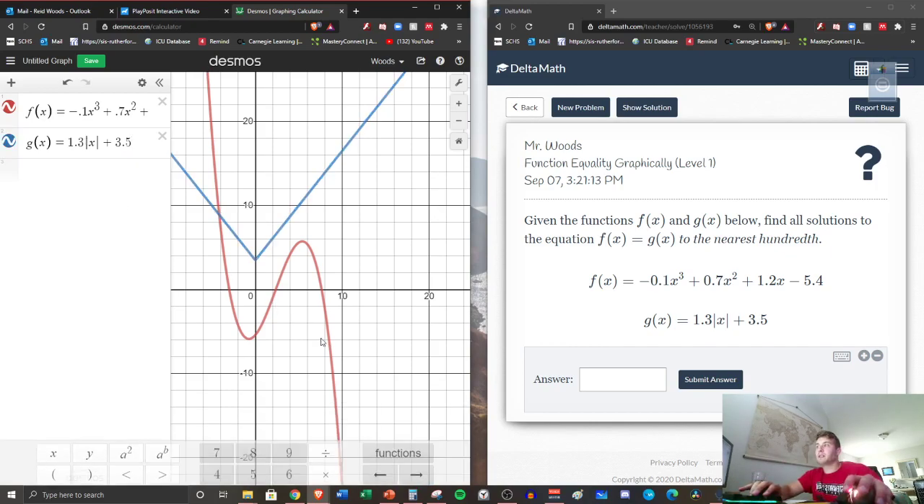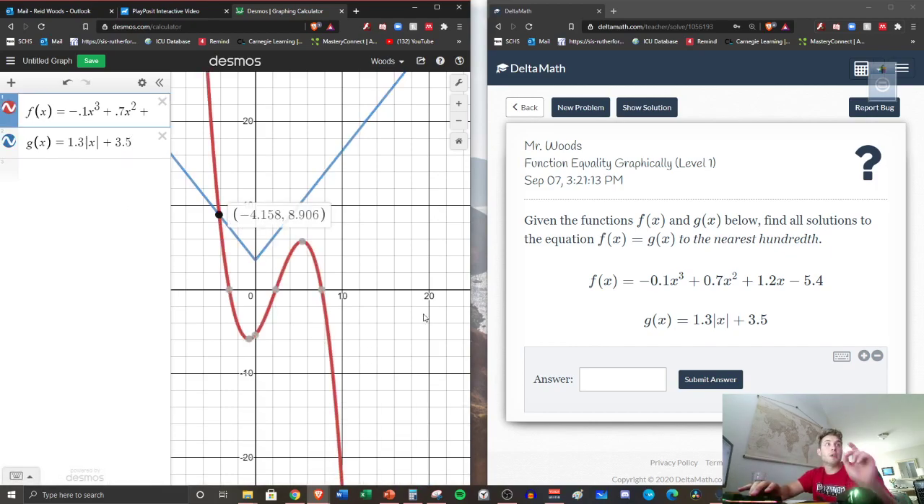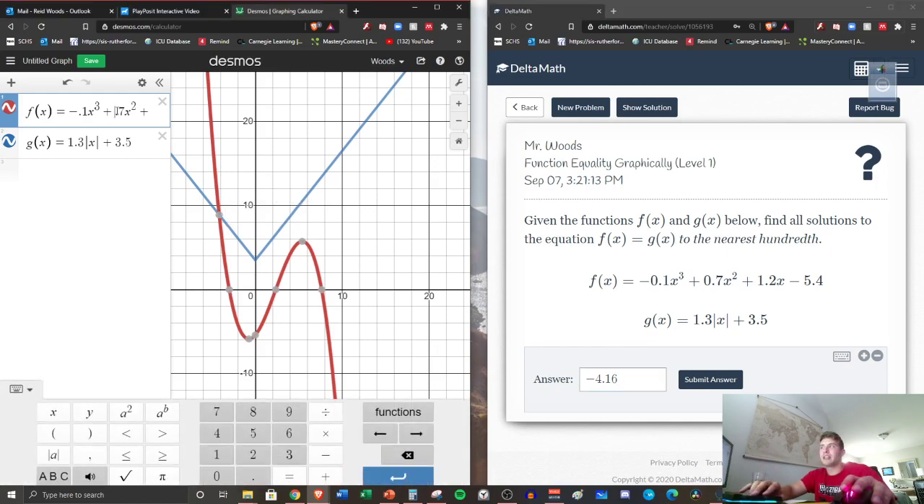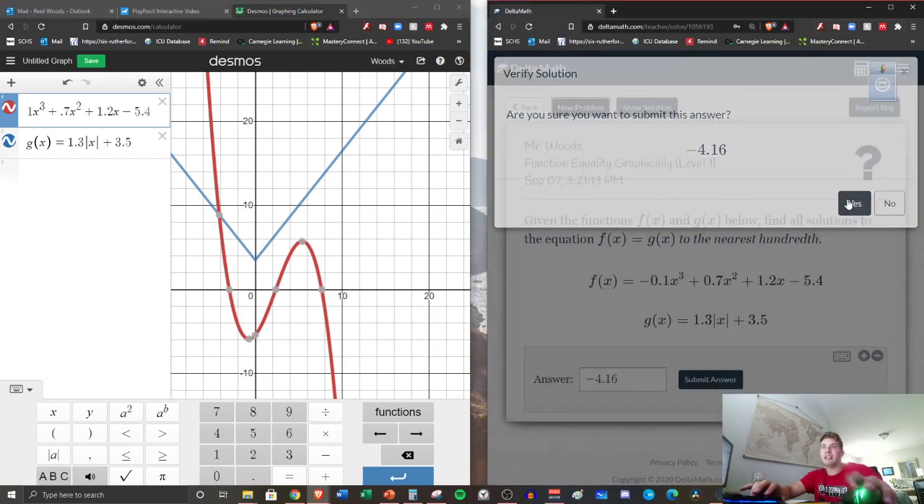And what you'll notice about this one is it's only crossing once, so there's only one solution where it works. So we just gotta make sure we put in the rounding correctly. So negative 4.16. Since it doesn't cross anywhere else, assuming I typed this incorrectly, and I'm going to double check that because I don't want to get another one wrong. Not in front of you guys. That looks good to me. Submit.